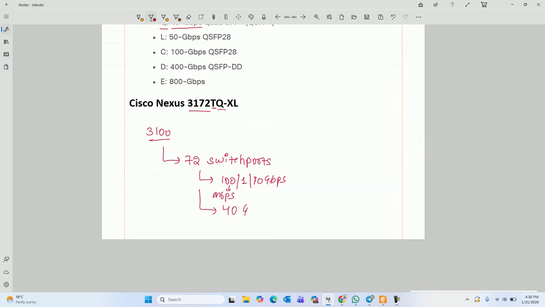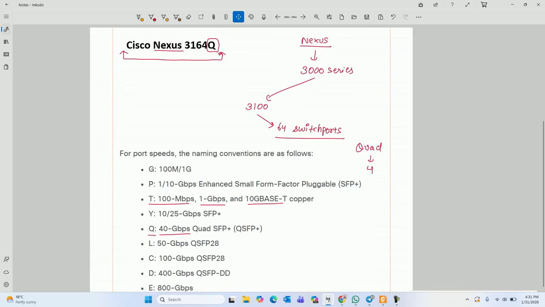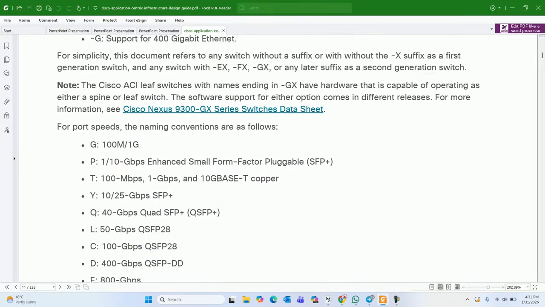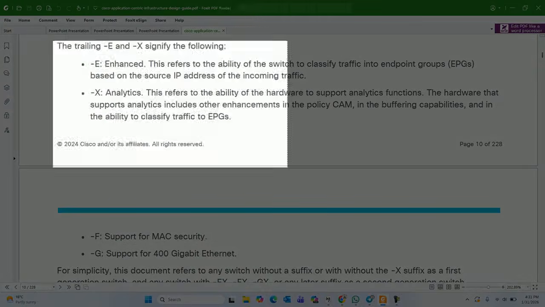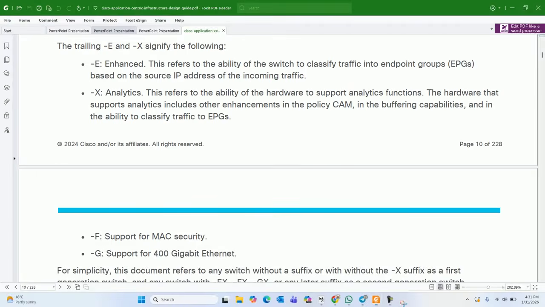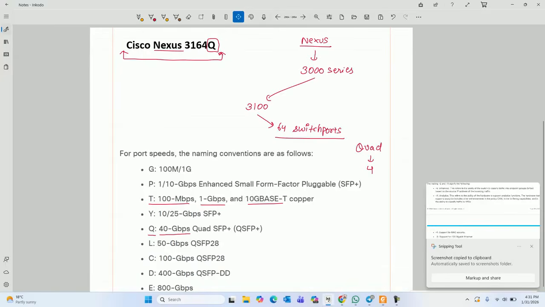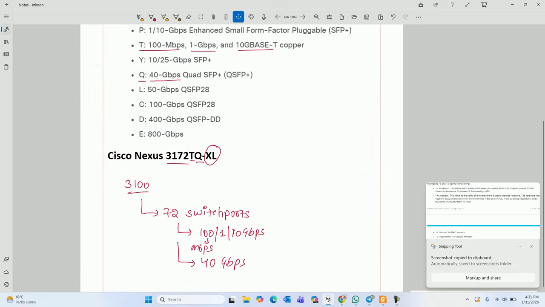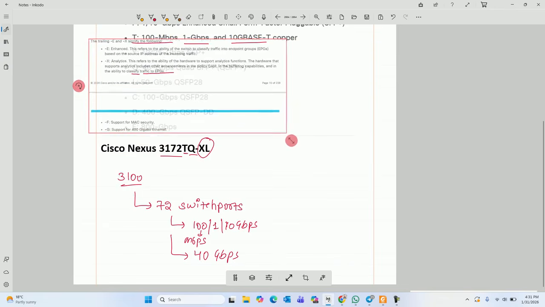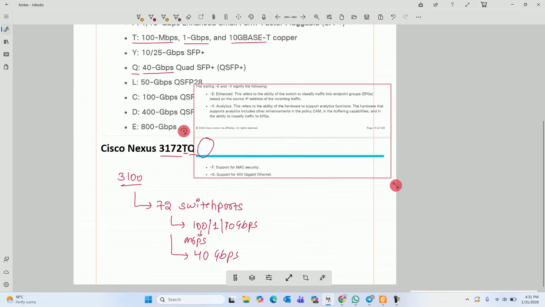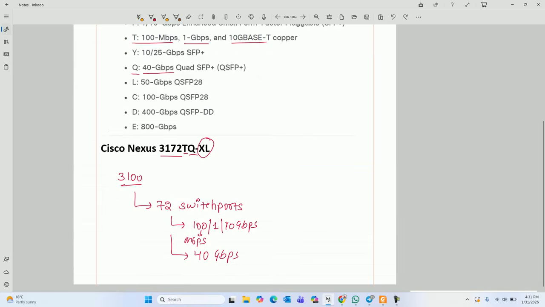Q means 40 Gbps. You will say, okay, that's fine, but what is this XL? We don't see XL here. So this also has a meaning, guys. X is for this and L is for large size deployments. Okay, we can't put it here. Let's take it to the next slide.